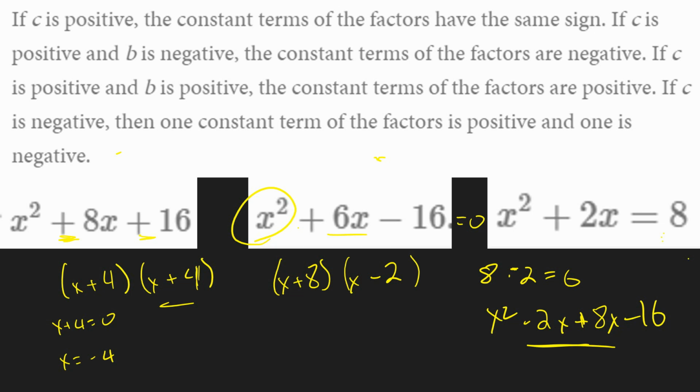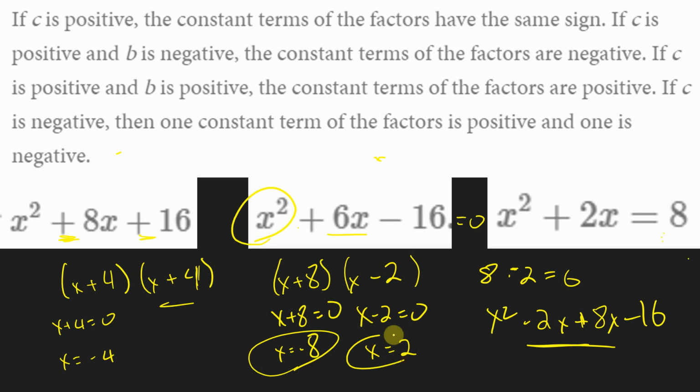And then remember, zero product property basically says I set each of these equal to 0. So this is like x plus 8 equals 0, so x equals negative 8, and then I have x minus 2 equals 0. My marker is terrible. Add 2 to both sides. X equals positive 2. So there are my solutions.